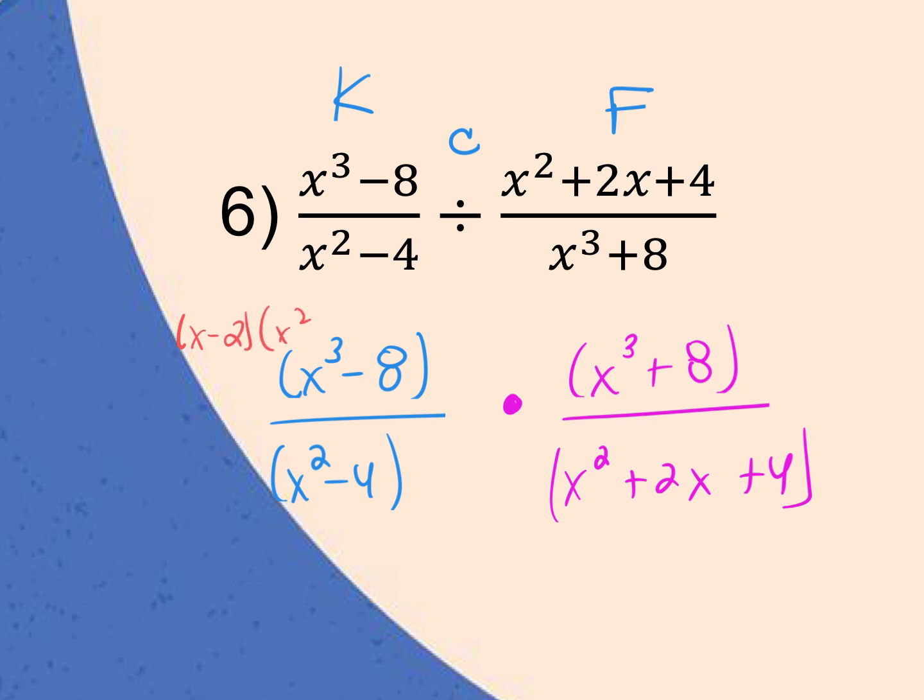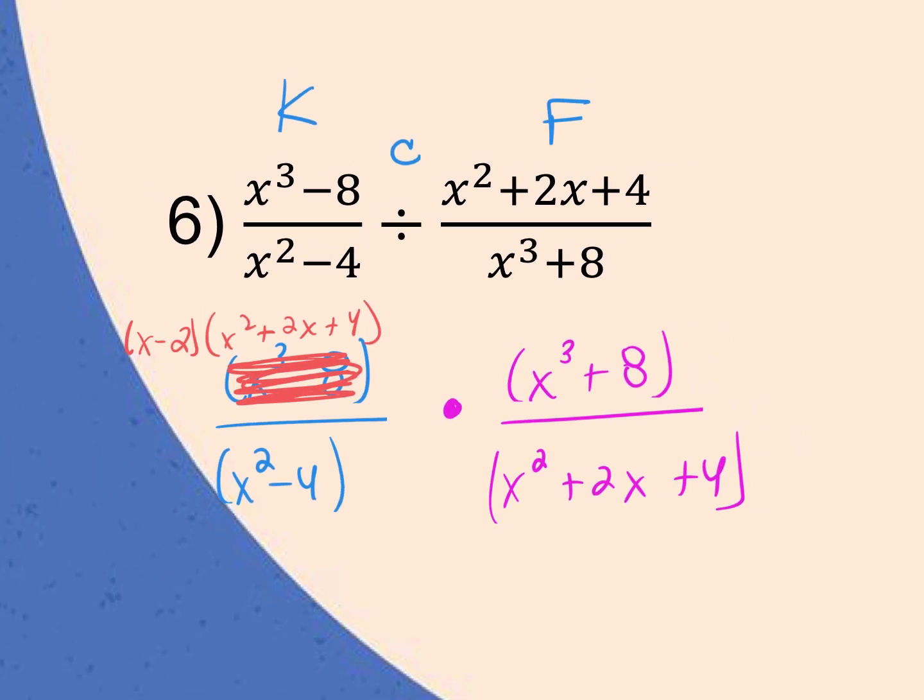X squared plus 2x plus what? Oh, good, which is 4. Good, very good. Does everyone agree? Okay, so what's going to happen over here? What does the top right become? It's not the same. What is it? Come on, tell me. X plus 2.